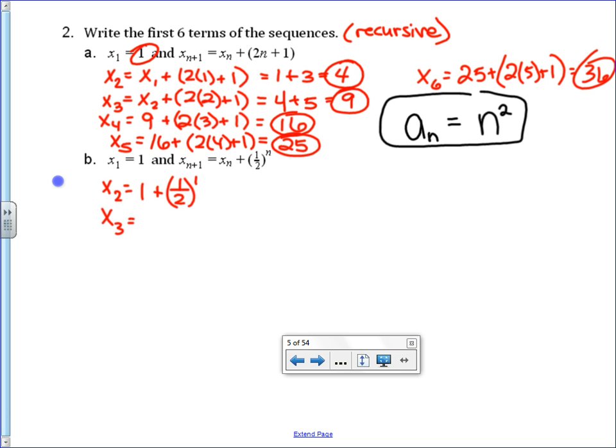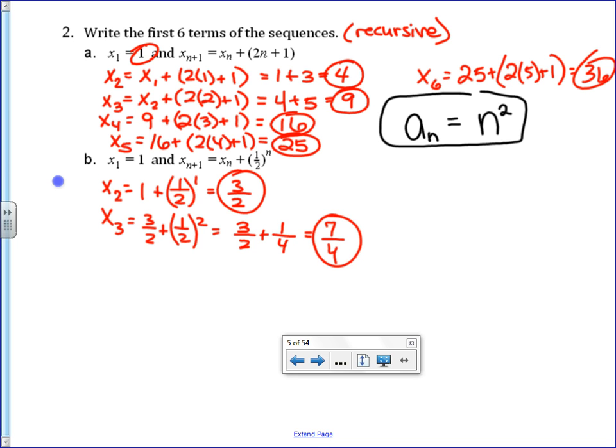X sub 3 is going to be the one before, 1 plus 1/2, plus 1/2 squared. 3/2 plus 1/4, times 2/2, 6/4 plus 1/4, good, 7/4. Third term. Or sorry, fourth term, right? We already had the first term, I forgot. So 7/4 plus what's the other one?